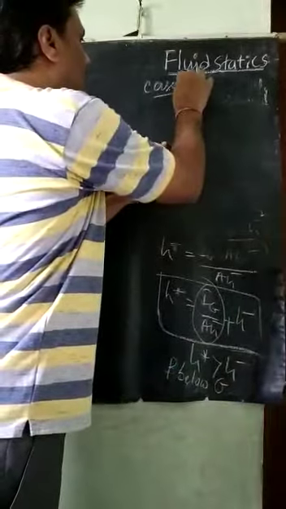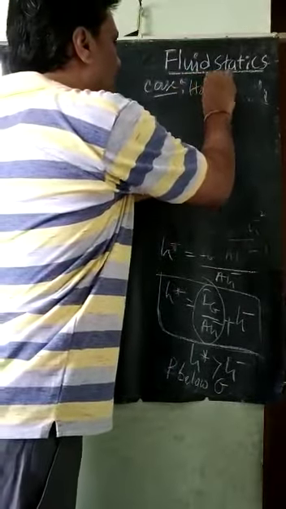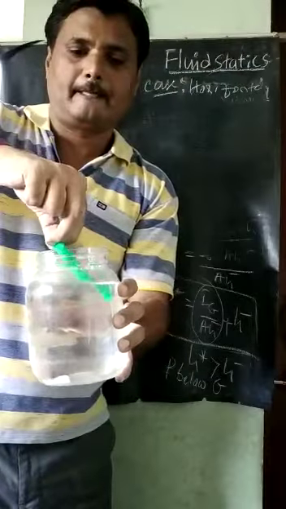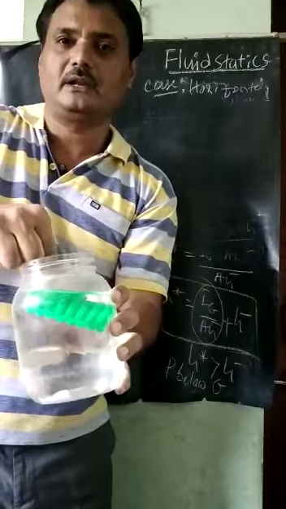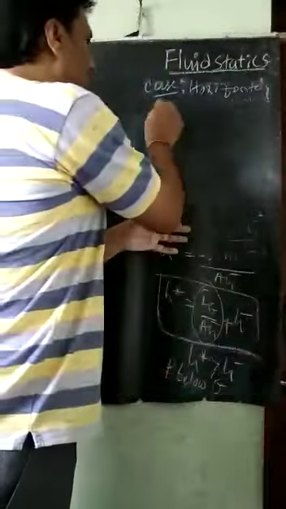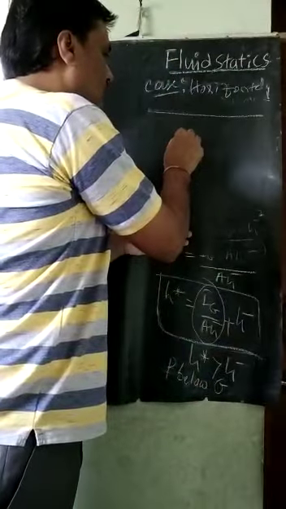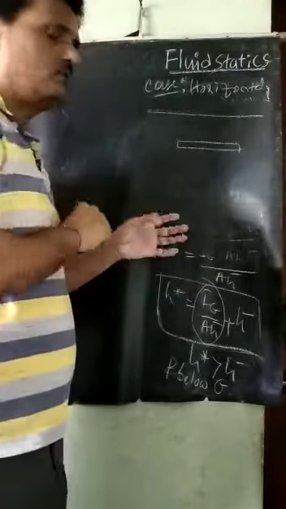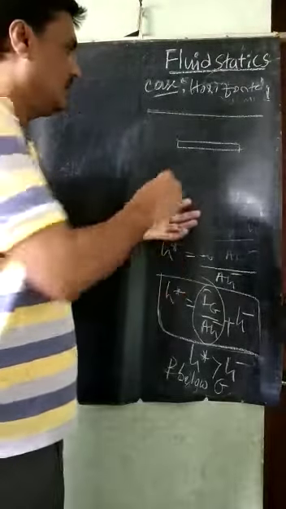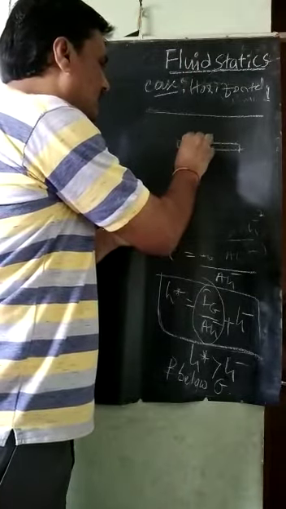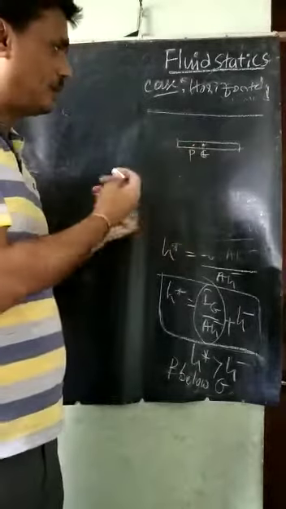Horizontally submerged means like this. This is the free surface, and the body is horizontal. Where is H star, where is H bar? For example, here P is there, and here G is there. Somewhere there is a point like that.